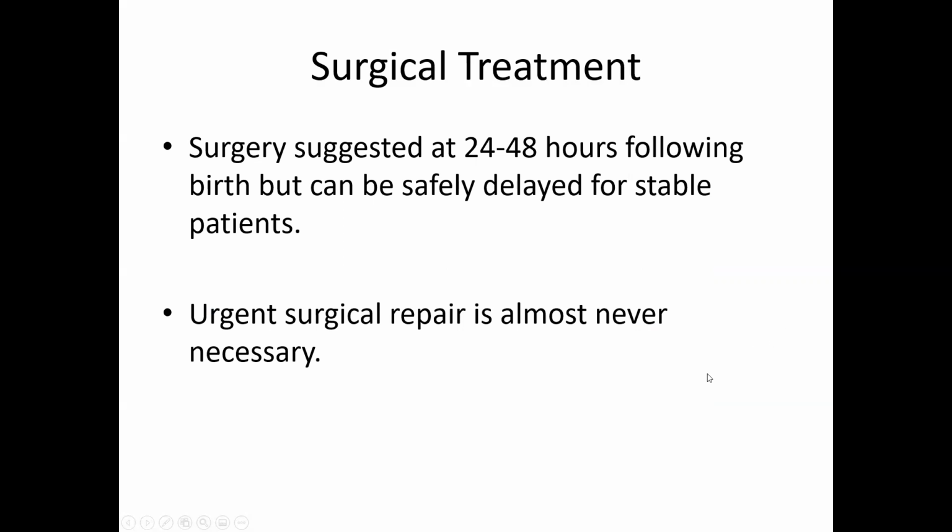Surgery is 24 to 48 hours following birth, but it can be safely delayed for stable patients. Urgent surgical repair is almost never necessary. That's what I thought in my mind, like as soon as they're born and they know that they have a congenital diaphragmatic hernia, they immediately operate and pull everything back into the abdomen. But that's not the case. They want to stabilize them first before they do the surgery, which means being able to ventilate them, oxygenate them, and then they'll do the surgery.